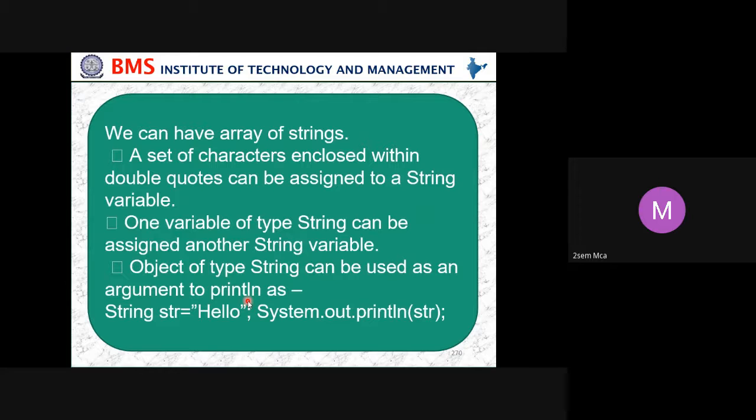And we have arrays here. What is an array of strings? A set of characters enclosed within double quotes can be assigned to a string variable. One variable of type string can be assigned to another string variable. The object of type string can be used as an argument to print. So in this case, we are storing Hello in a string variable and we are printing that string.